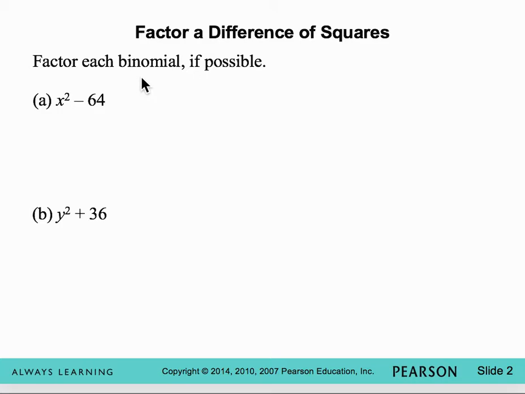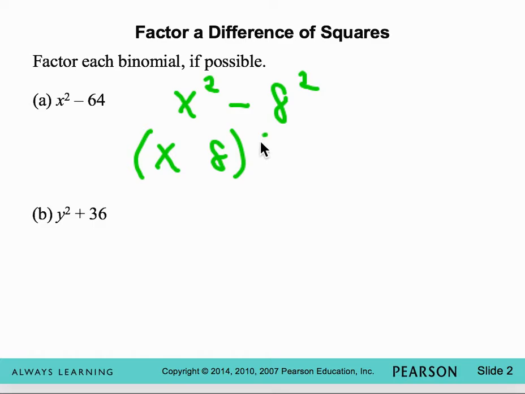Okay, so factor each binomial. If I'm trying to factor a binomial, then I need this to be something squared and this to be something squared. And notice I can write 64 as 8 squared. And this has to be a minus. If those conditions hold, then I know how it factors. I just put these square roots in each term. One gets a plus, one gets a minus.